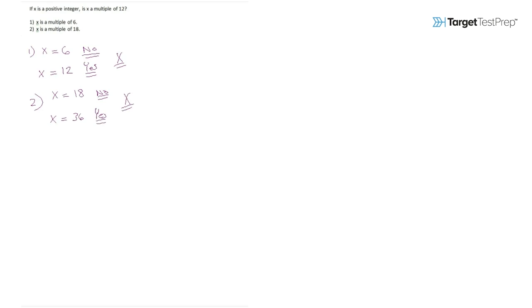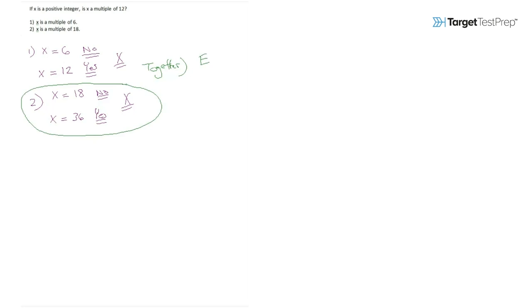Finally, we look at these two together and we say, okay, we know that x is a multiple of 6 and a multiple of 18. Well, what's really nice about that is that the values we used in statement 2 still fulfill statement 1, which says x is a multiple of 6. So we know right away the answer is E.